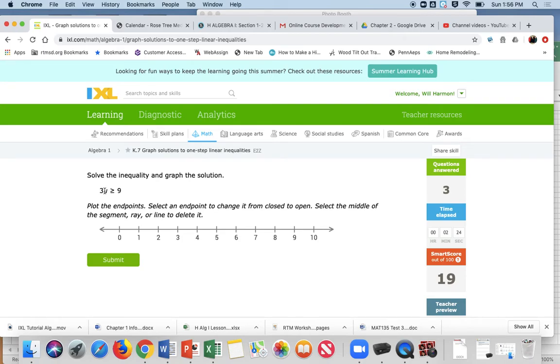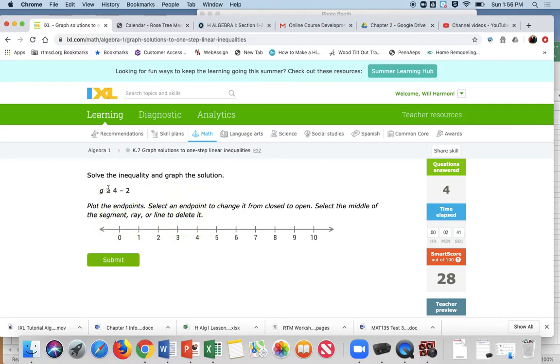Now I have problems like 3u is greater than or equal to 9. So now I divide both sides by 3. So 9 divided by 3 is 3. It's a closed circle at 3. But I'm eating the u, so I shade to the right.